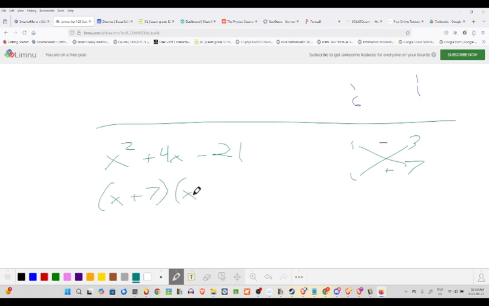So x plus 7 times x minus 3. 7 times a -3 is a -21. x times x is x squared. 7x minus 3x is a positive 4x.